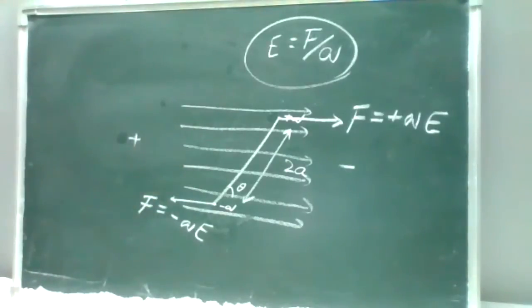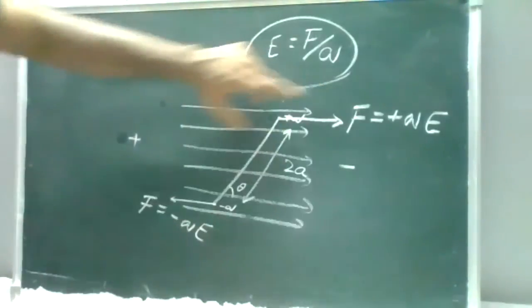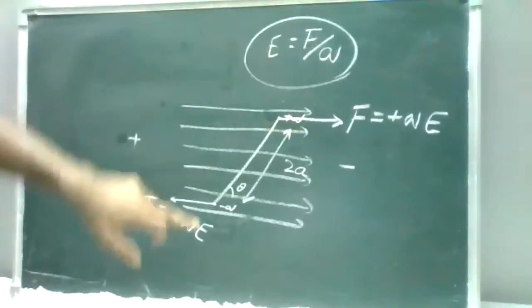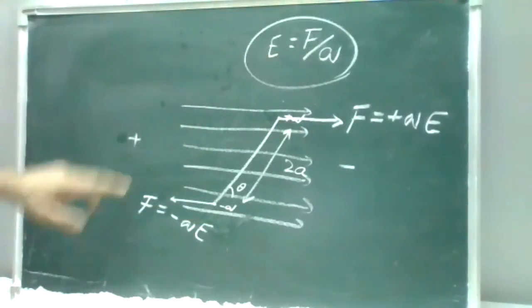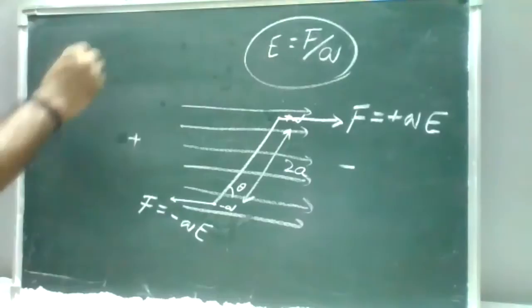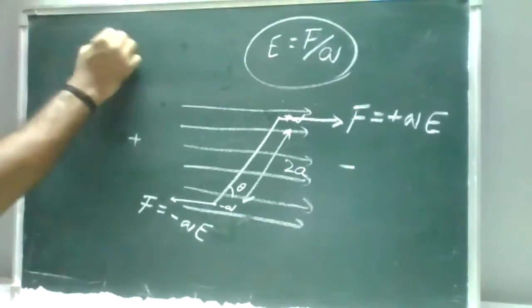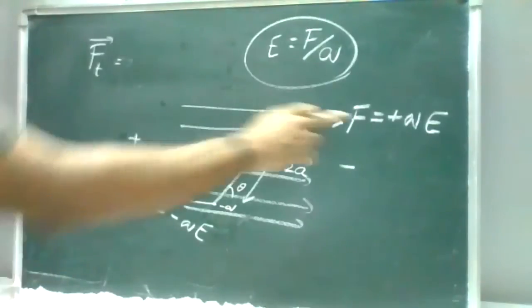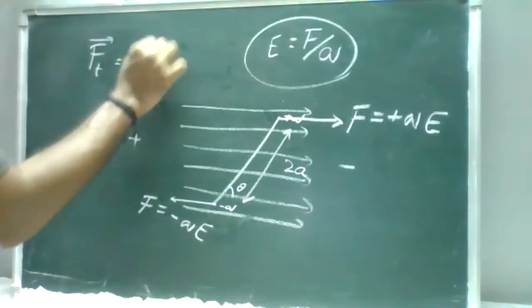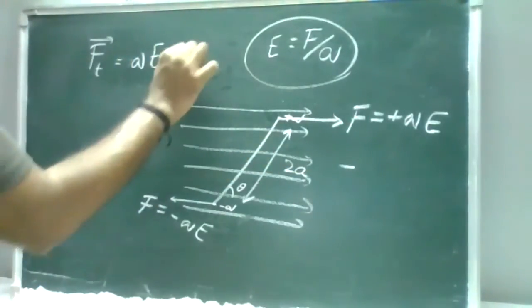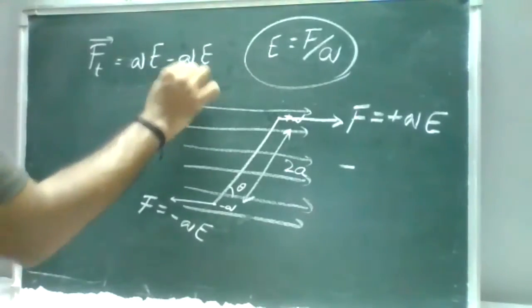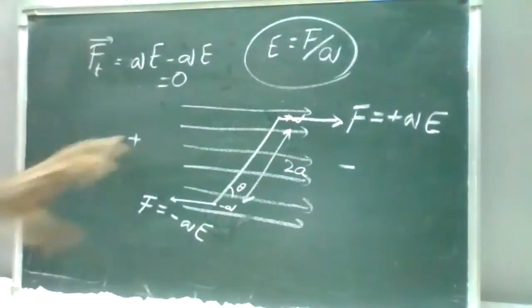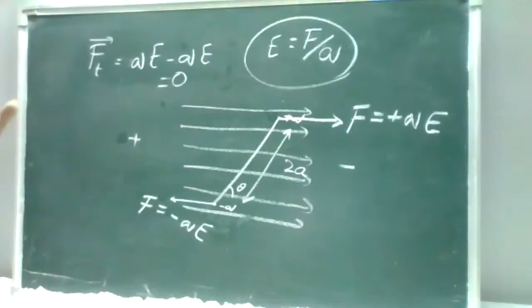Now when I look at this, one force is along the same axis as the electric field, and the other is along the opposite axis. When you add these two, what will F total be? F total is equal to 0. F vector total is equal to plus QE and minus QE. So the net force, or the total force, acting on this dipole is equal to 0. Okay so far?